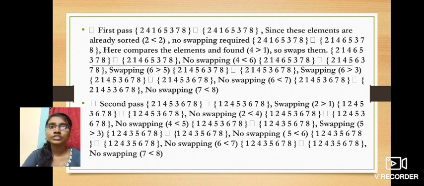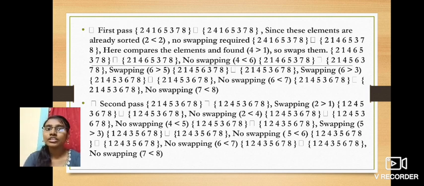Then comes the second step. Here we compare the elements and find 4 is greater than 1, so swap them: 2, 1, 4, 6, 5, 3, 7, 8. No swapping, 4 is less than 6. Here a swap is required as 6 is greater than 5. Swapping as 6 is greater than 3. No swapping as 6 is less than 7. No swapping as 7 is less than 8.